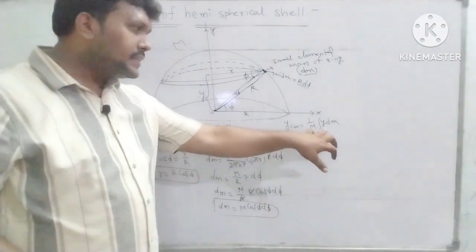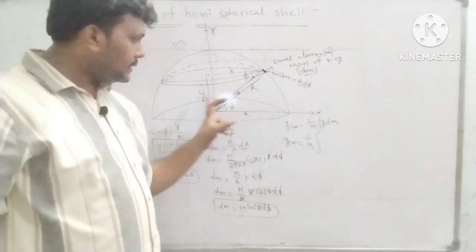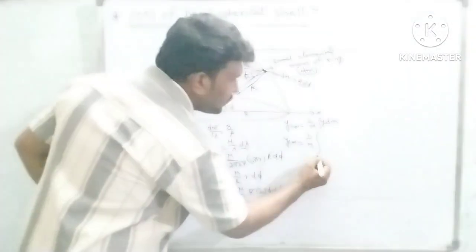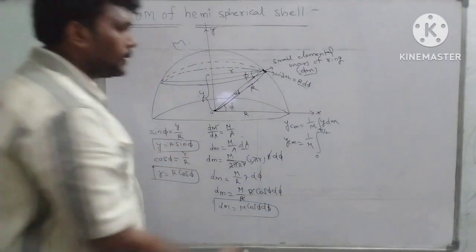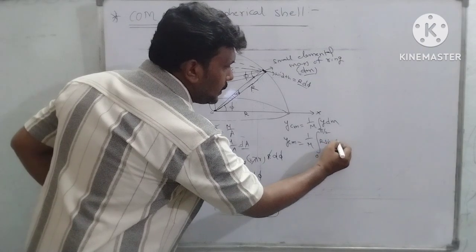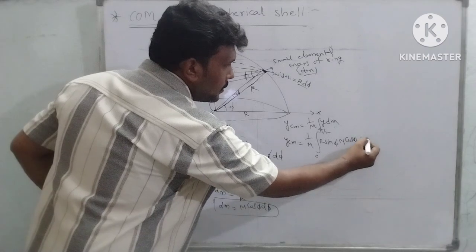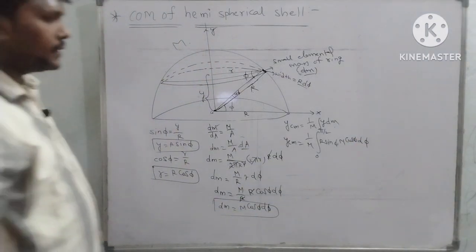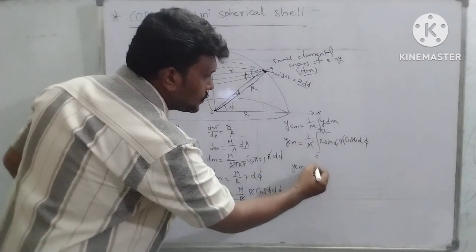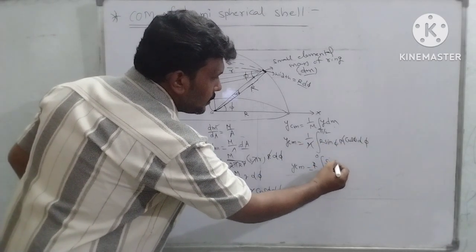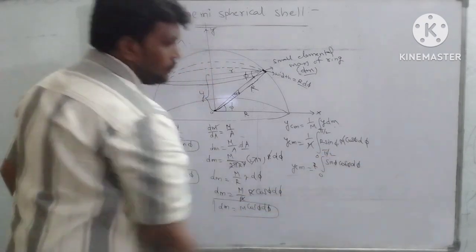In this variation, y is changing from where to where? From 0 to 90. Here the value of y is changing from 0 to 90. Then the limits I am also taking from 0 to pi by 2, nothing but 90. Here what is y? y is r sin phi, into what is dm? dm is equal to capital M cos phi d phi. It's very clear. Then you write y center of mass. Here capital M is cancelled, bring r outside, and next you write sin phi cos phi d phi, limits from 0 to pi by 2.